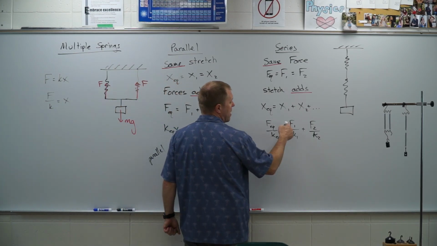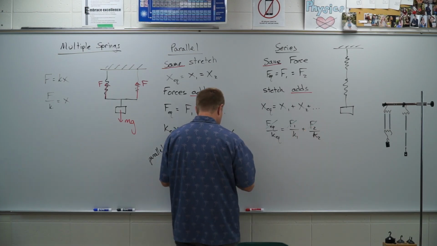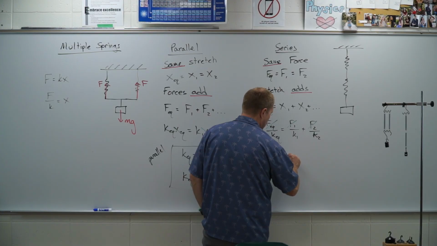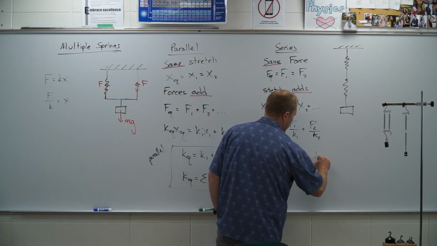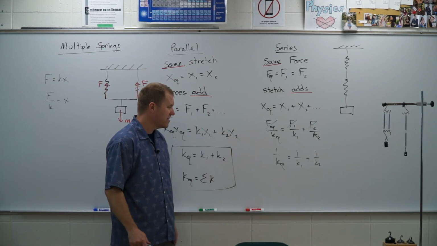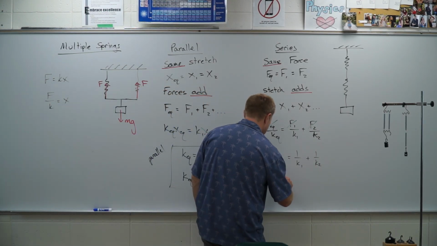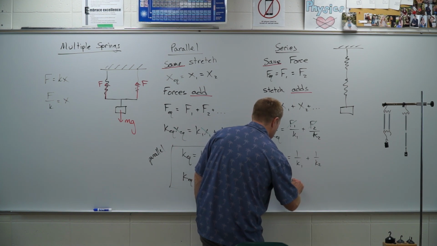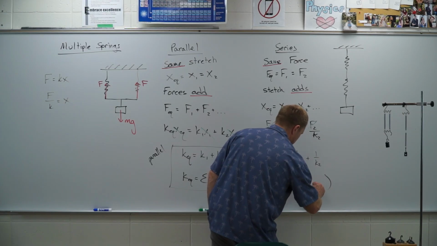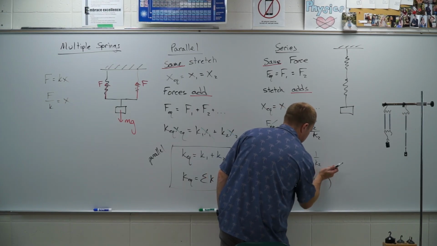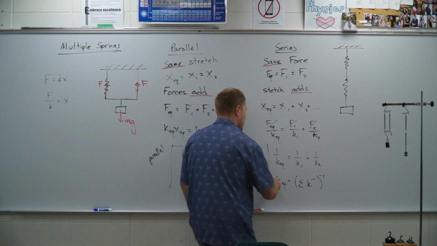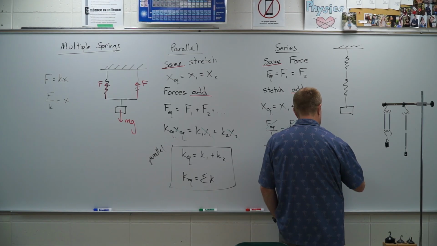Because F_eq, F1, and F2 are all the same, those are all going to cancel, leaving us with essentially 1 over k_eq equals 1 over k1 plus 1 over k2. This is typically how we'll write this. We can also write this another way if you'd like. We can write this as k_eq is the inverse of the sum of the inverses: I add up the inverses of the spring constants and then take the inverse of that, and I will get my result. So let's go ahead and write this as series.